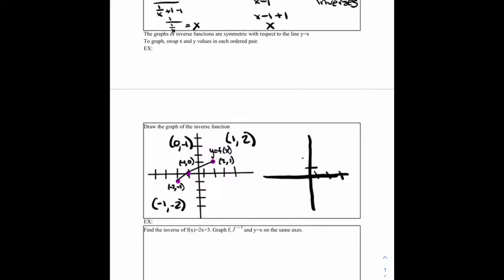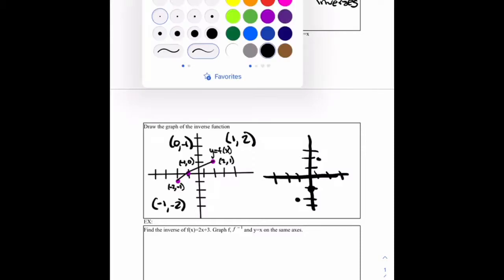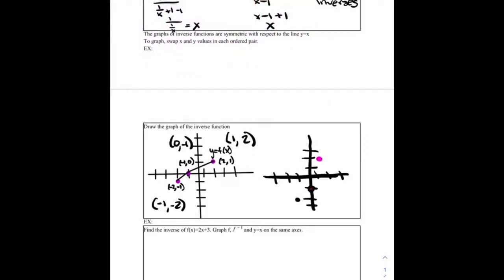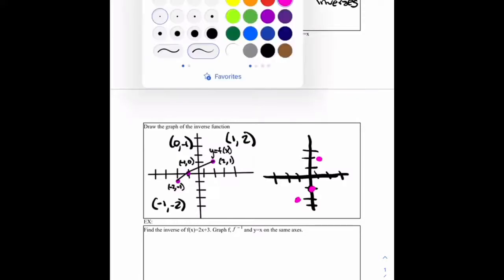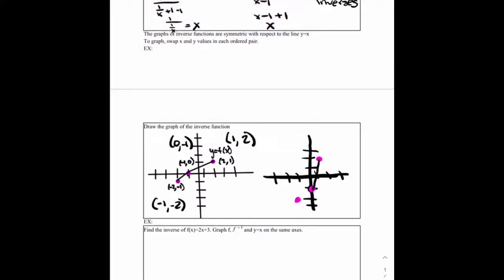And now we're just going to graph it again over to the side with those new points. So 1, 2, 3. 1, 2, 3. We have the point 1, 2. We have the point 0, -1. And then the point -1, -2. Let me put those in pink for us. Go over them, and then draw our line between those points. So that would be y equals f inverse of x.